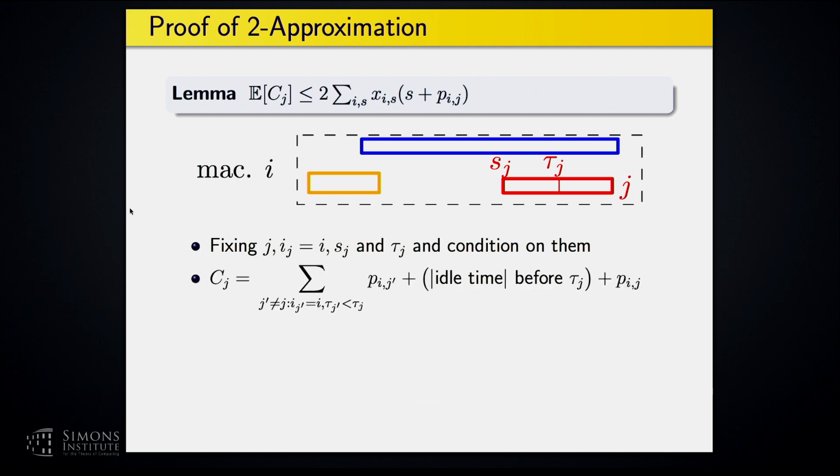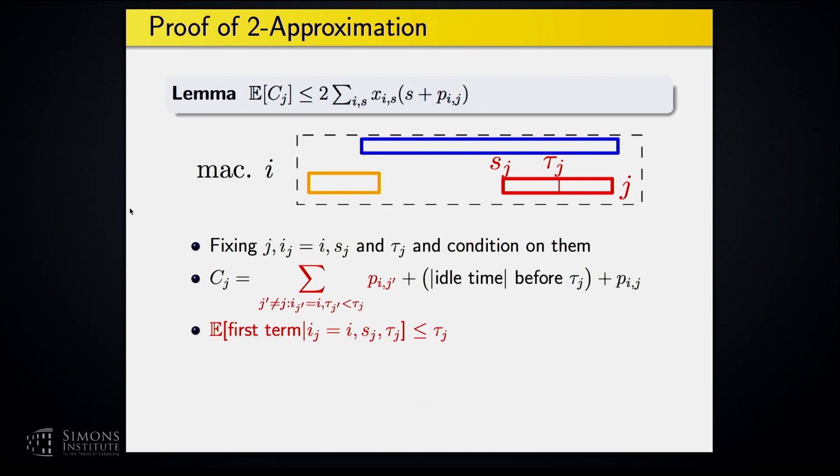So the completion time Cj will be the sum of 3 parts. The first part is the total length of jobs j prime that are scheduled on machine i, but scheduled before j, so with tau values smaller than tau j. The second part is the total length of idle times before tau j, which contributes to the completion time Cj. And finally, it's just Pij, the length of j on machine i.